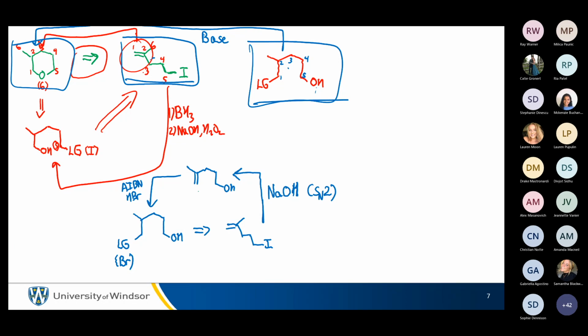How do we open up the ring originally? Gabrielle asked. We didn't open up the ring, we closed the ring. The synthesis is going forward. The synthesis is going from right to left. I opened up the ring because what I'm essentially saying is I can close the ring using a nucleophilic SN2. I didn't open the ring, I closed the ring, but to go backwards, I need to open it, because that's what going backwards in time means.